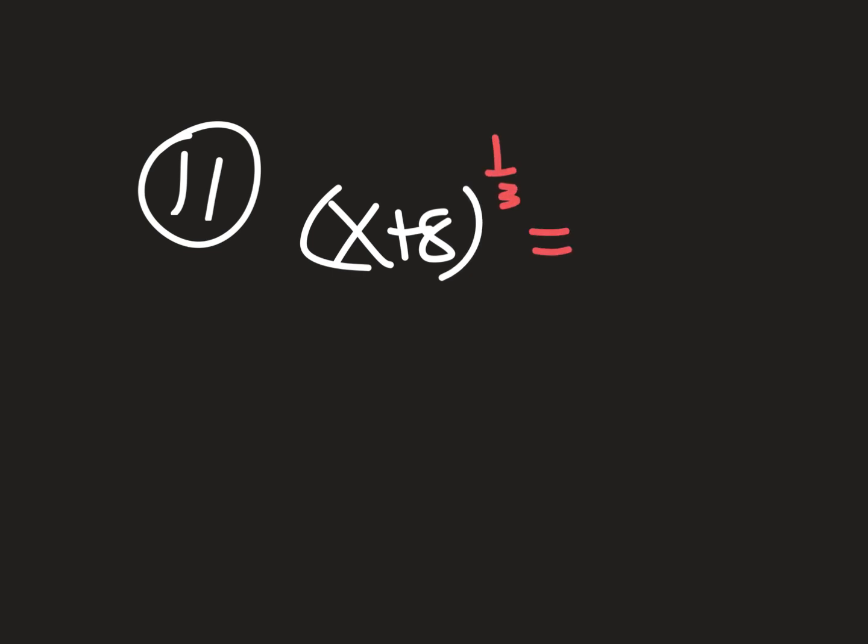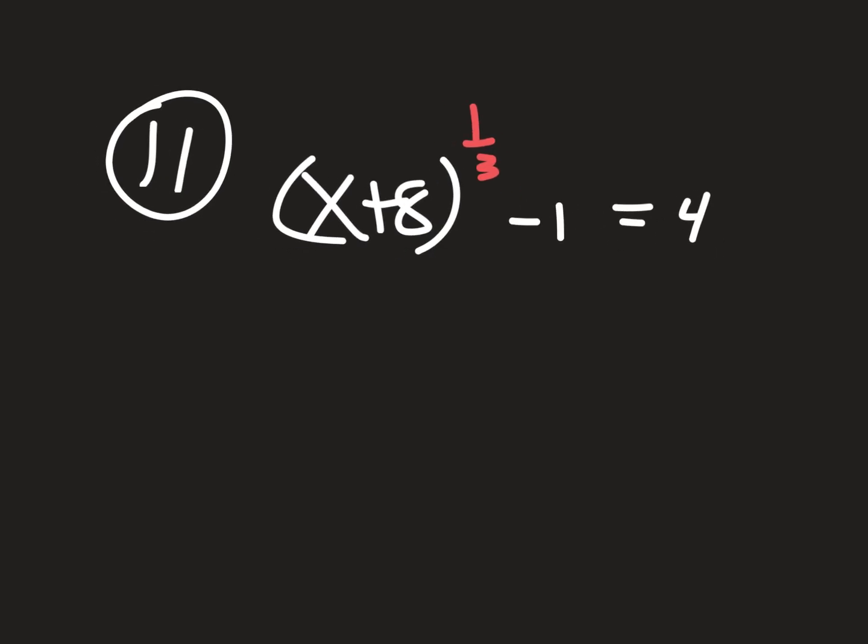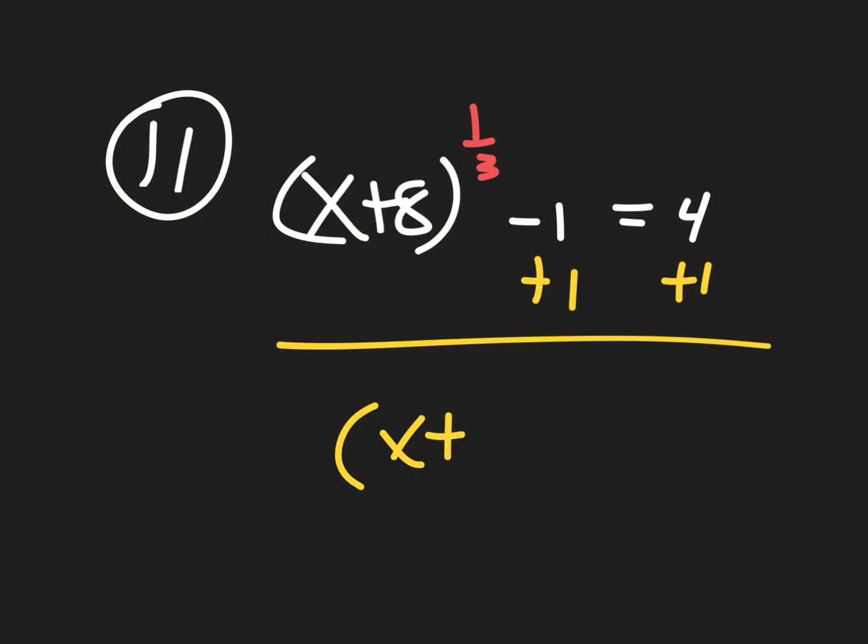And what's it equal to, Jack? You got minus 1 on the same side, and then it equals 4. Oh, minus 1 first. And then it equals 4. Okay. So, step 1. You got to add 1 to both sides. X plus 8 to the 1/3 equals 5.